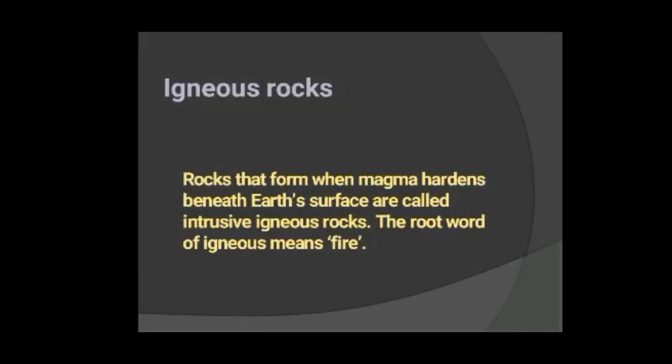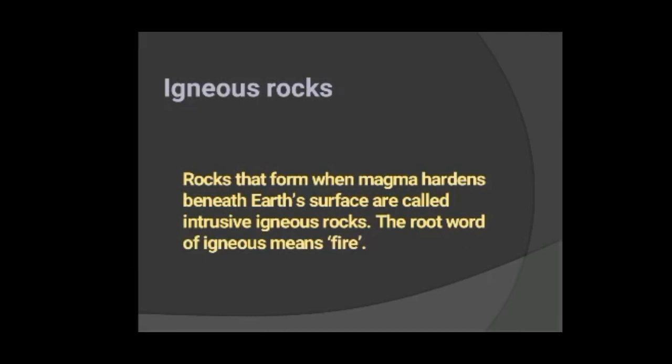So, igneous rocks. Igneous rocks that form when magma hardens beneath Earth's surface are called intrusive igneous rocks. The root word of igneous means fire. When lava hardens, the rocks that form are called extrusive igneous rocks. Texture and composition are two characteristics used to classify igneous rocks. Texture is determined by the size, shape, and arrangement of crystals. Composition is determined by the proportions of light and dark minerals.